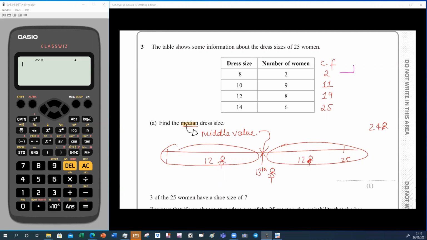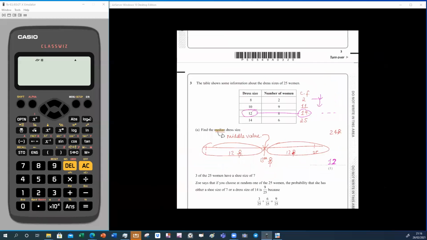So the first 2 women are here, and then the next up to the 11 women are the 10. And if you want to go into the 13th, so the 11th, 12th, 13th, all the way up to 19 is here, which is in which group? 12. Okay, so 12. Lovely, that's done.